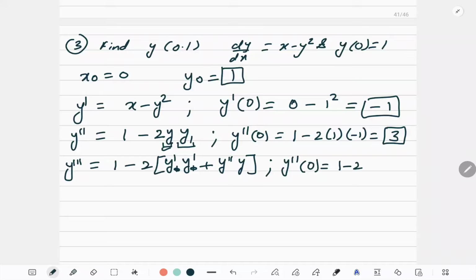So 1 minus 2. Now y dash is minus 1. Minus 1 into minus 1 is plus 1. Plus y double dash is 3, and y is 1. So how much did you get here? 3 plus 1 is 4. 4 times 2 is 8. Right?